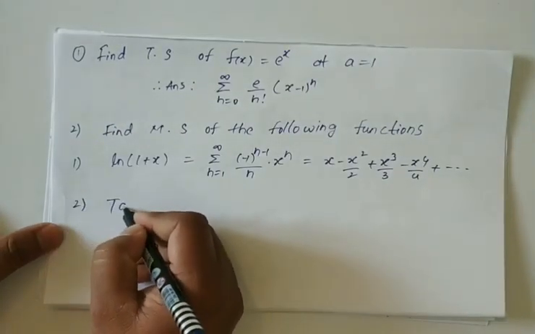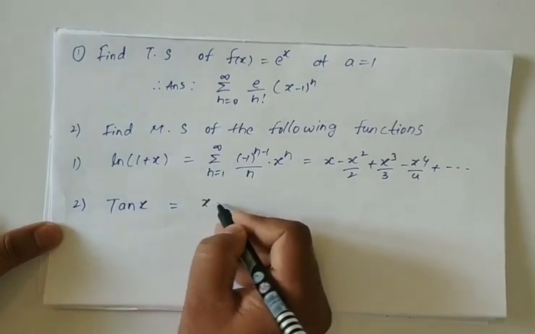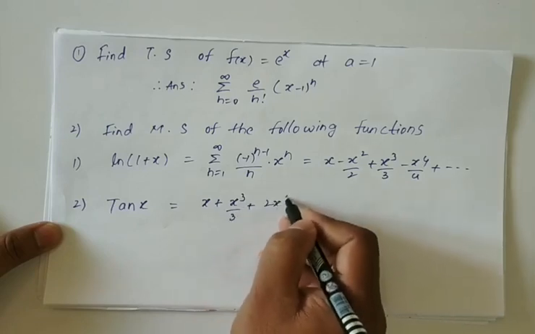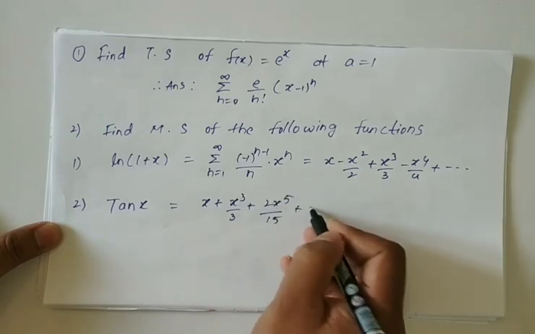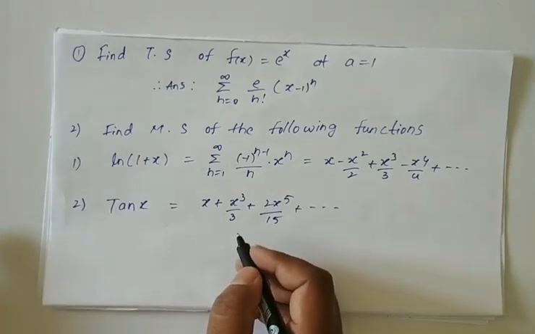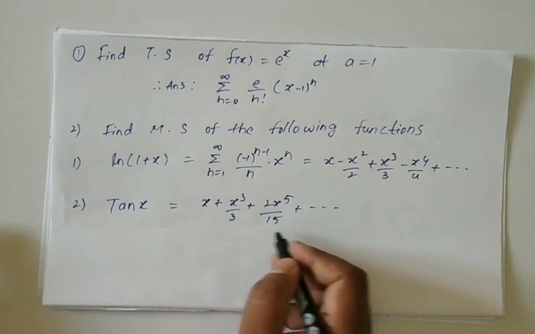Second one, tan x. Do it, tan x. What is tan x? x plus x cubed by 3 plus 2 into x to the power 5 by 15 plus so on. So here, in this problem, you just have to find the fifth derivative of the function f of x. That's all.